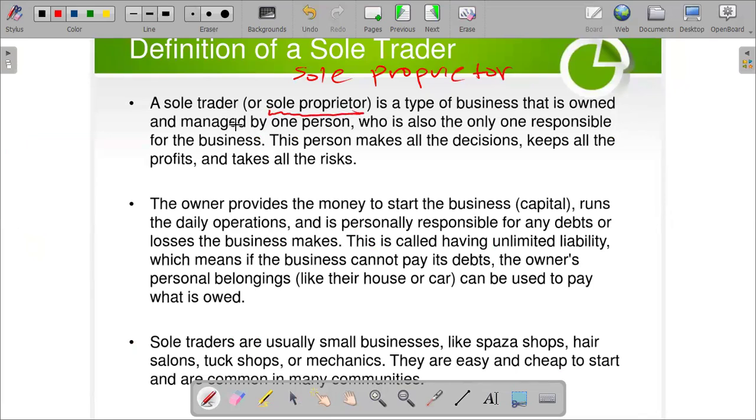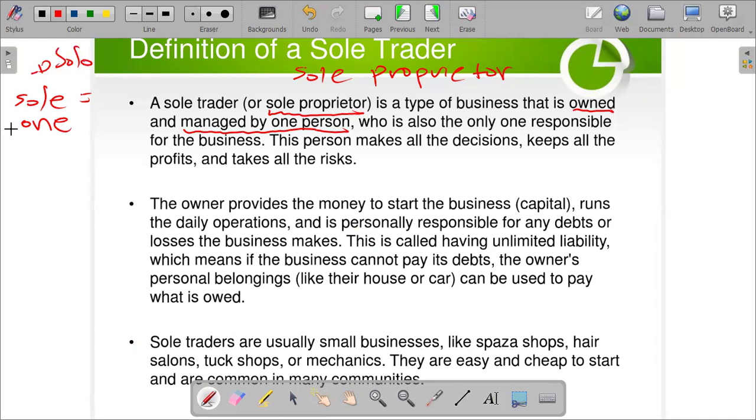These are synonyms, right? So it says here, a sole trader is a type of business that is owned and managed. Remember when we talked about the characteristics of forms of ownership, we were talking about management and control. So in a sole trader, the owner will manage their own business. So it's a type of business that is owned and managed by one person. Sole meaning one. Solo.